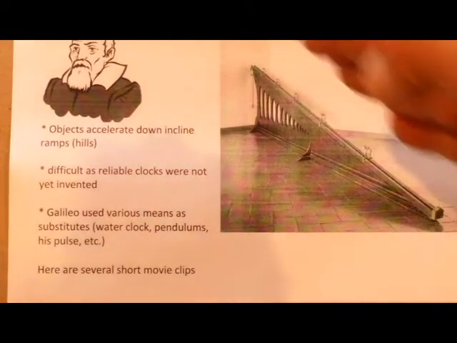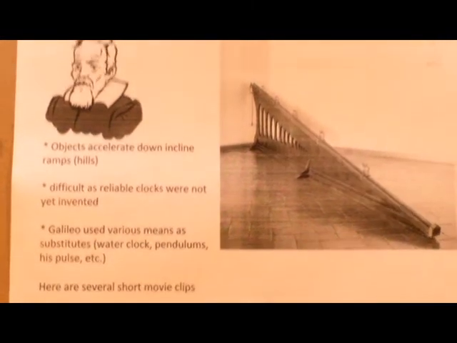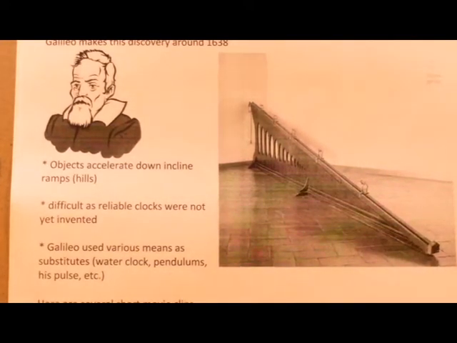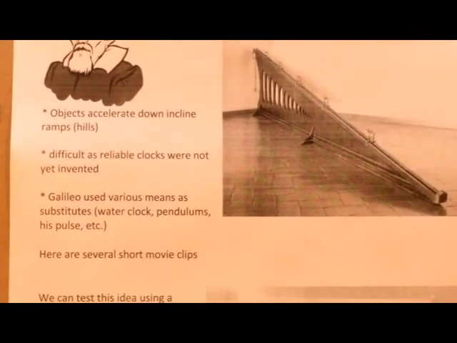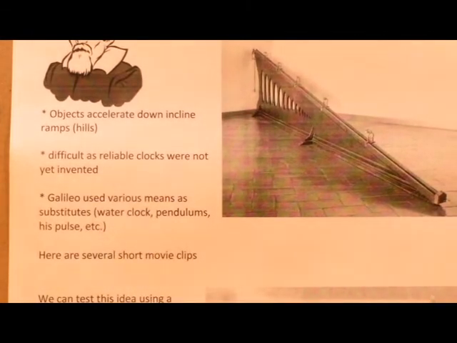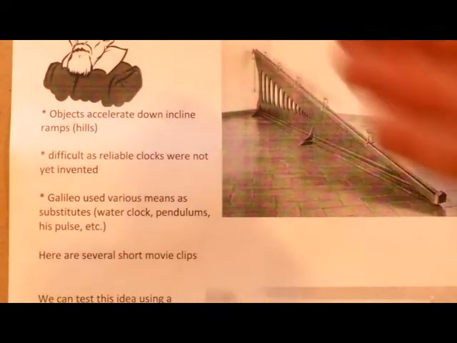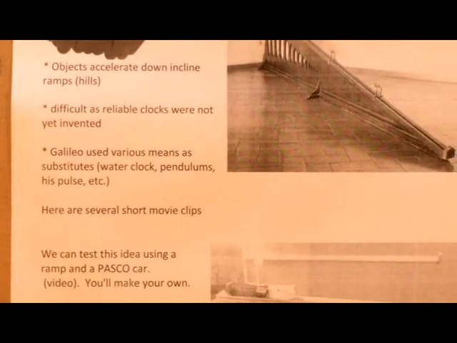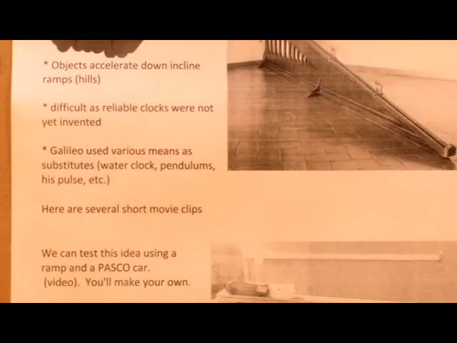Galileo would create very long ramps, and he would use things like pendulums, the swinging of a pendulum, or a device called a water clock. Occasionally he might have used his pulse to try to figure out how an object moves down this inclined plane. Now there are a couple more short movie clips I'm going to show you, and I'll pause the video for that.